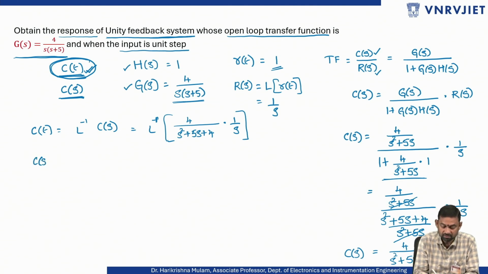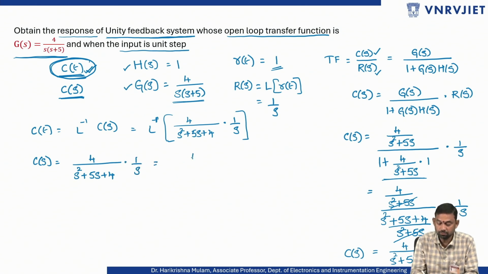Therefore, C(s) is equal to 4 by (s square plus 5s plus 4) into 1 by s. If you do that, it is equal to 4 by the factors for this s square plus 5s plus 4, which we know is simply (s plus 1) into (s plus 4). If there is any doubt, s into s is s square, plus 1s plus 4s is 5s, and 1 into 4 is 4.